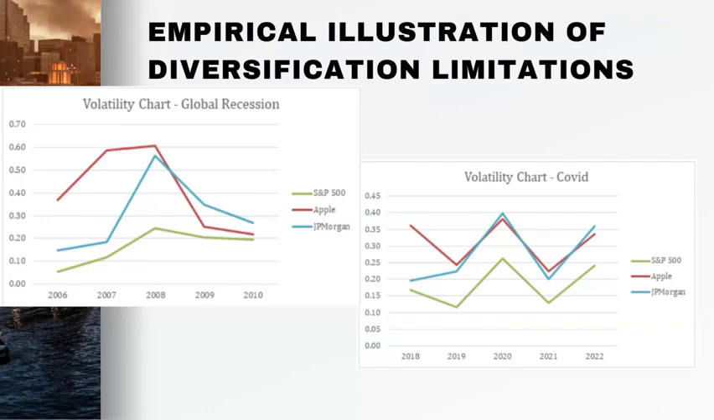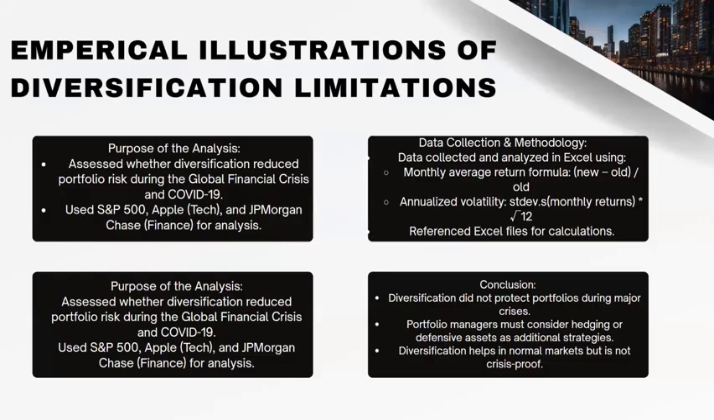To conclude, the analysis of Apple and JP Morgan, along with the S&P 500, during the two most recent major market crises revealed that diversification fails to shield investors from losses when systematic risk surges. Portfolio managers have to recognize the limitations of diverse stocks and consider alternative risk management strategies like hedging or investing in defensive assets. This section highlights that whilst diverse stocks reduce firm-specific risk in normal market periods, it is not a secure substitute for a crisis-resistant portfolio.